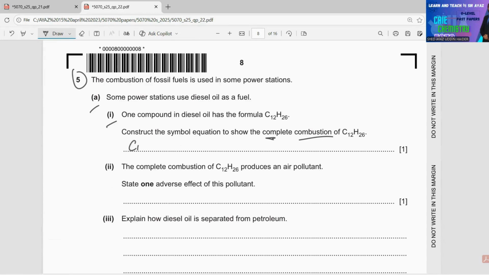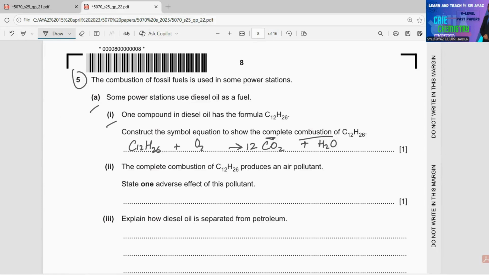You know, in combustion reactions, we react these organic compounds with oxygen. And we also know that in a complete combustion reaction we will get carbon dioxide and steam or water as the other product. So you need to balance this equation. We have 12 atoms of carbon on the reactant side, so it must have 12 moles of carbon dioxide.